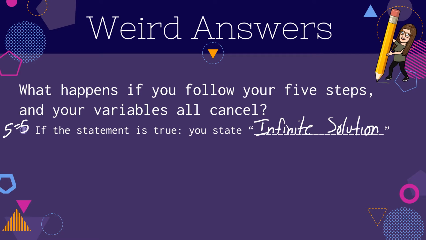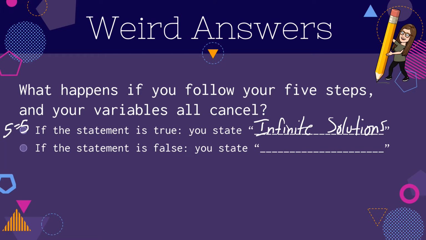But what if it's not true? What if I simplify my answer and I get 4 equals 9? Then we're going to state no solution. So what that means, if it's no solution, there's no number that I can plug into that equation that's going to work. It's impossible. If it's true, that means I can actually plug in any number, and any number will make the equation true.